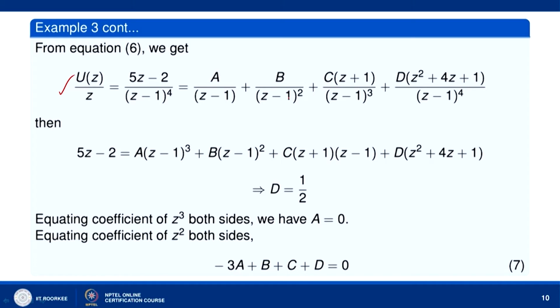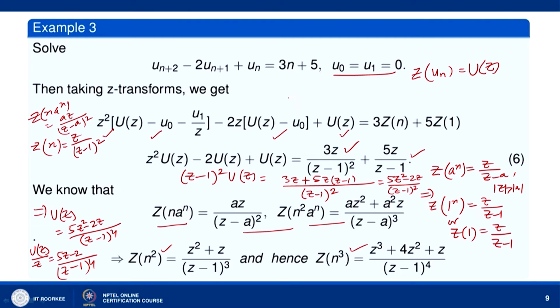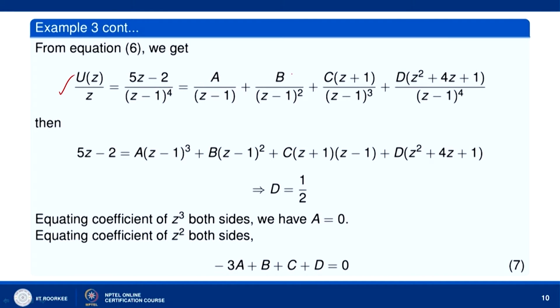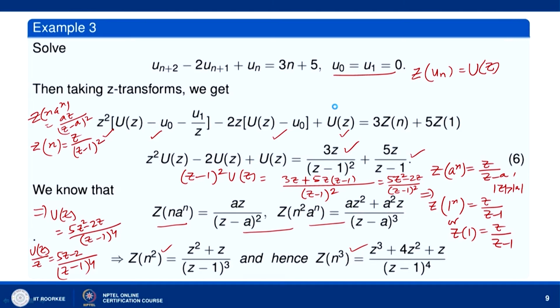For (z - 1) whole square you need to have a z. Okay. Since a is 1 you need to have z, and z we will get from here. So, b times z over (z - 1) whole square can also be easily inverted. Now, here we have (z - 1) whole cube. For (z - 1) whole cube you use this formula, z-transform of n square a to the power n, and this gives you z-transform of n square, with a equal to 1. Okay. So, (z square + z) divided by (z - 1) to the power 3.